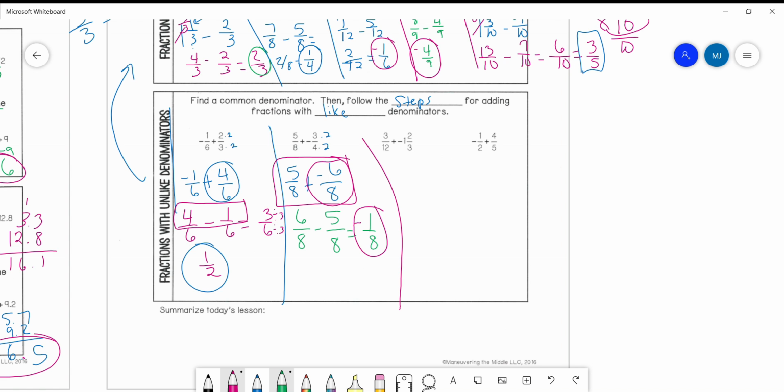3/12 and negative 1 2/3. So we're going to take this one. This one has a little more steps because we've got a mixed number here. So we have 3/12 plus 3 times 1 is 3, and 3 plus 2 makes 5. So negative 5/3. Now we need like denominators. So we're going to multiply this side by 4.